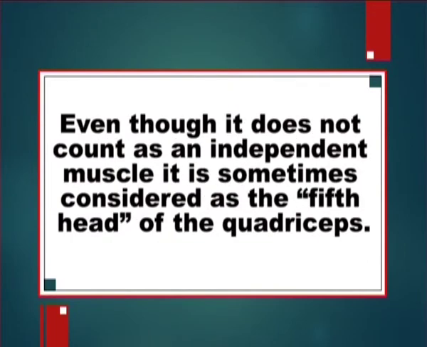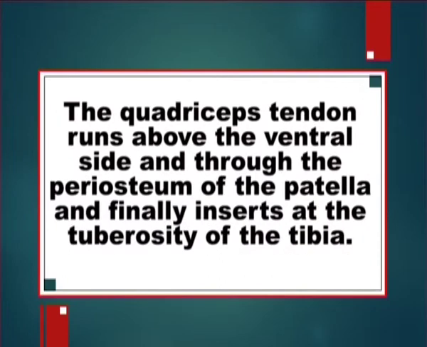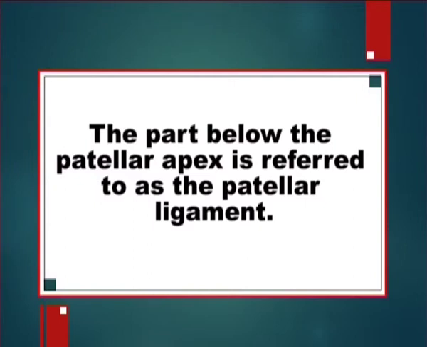Articularis genus muscle. Even though it does not count as an independent muscle, it is sometimes considered as the fifth head of the quadriceps. The quadriceps tendon runs above the ventral side and through the periosteum of the patella and finally inserts at the tuberosity of the tibia. The part below the patellar apex is referred to as patellar ligament.